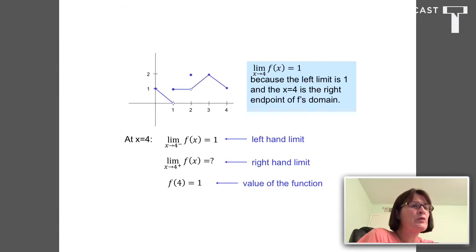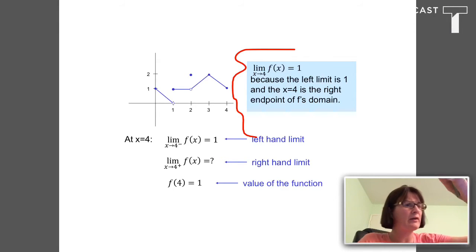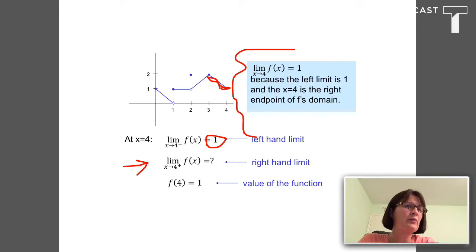And here the case as x approaches 4 is similar to the case as x approaches 0. It doesn't even make sense to talk about approaching x equals 4 from the right, since there isn't any part of the domain of the function to the right of x equals 4. The limit as x approaches 4 from the left appears to be 1. The limit as I approach from the right doesn't make sense to talk about.